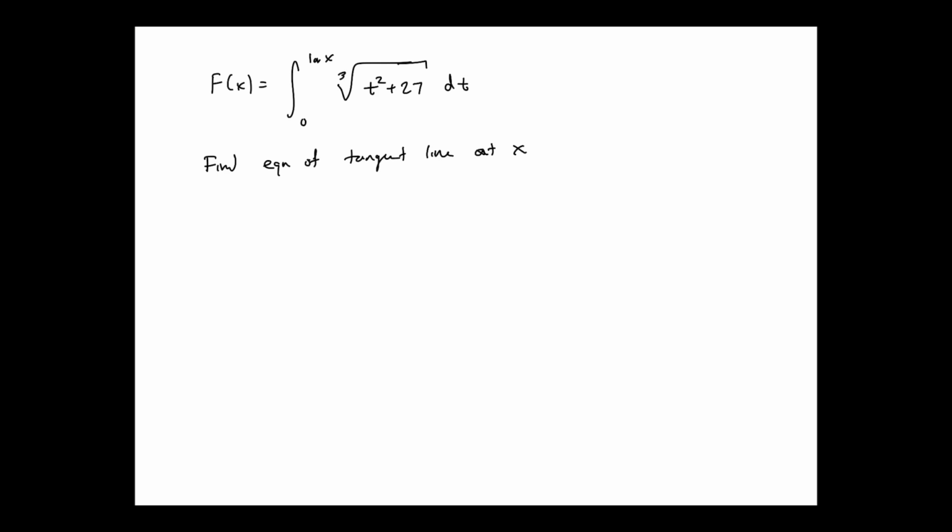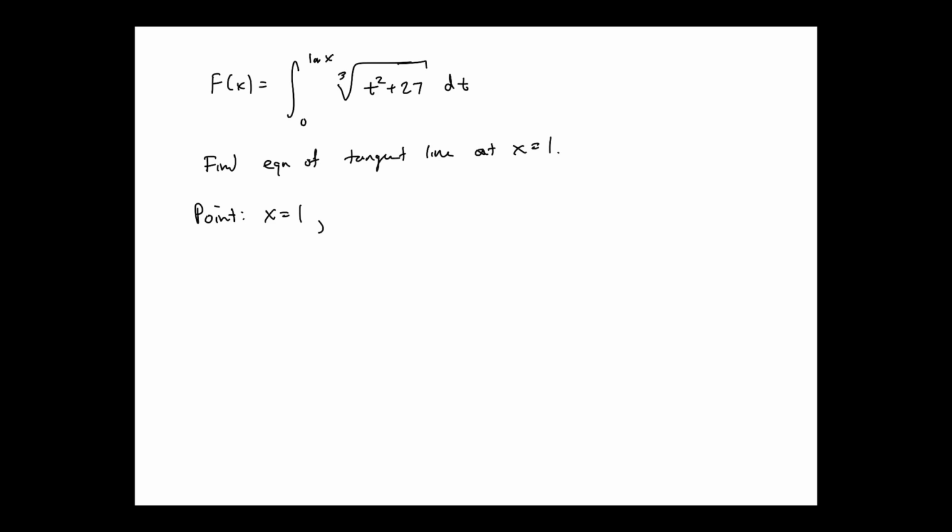Okay, so we needed to... if we want to find a tangent line, what do we need to know? We need to know a point and we need to know a slope. Okay, so let's do the point first. We're given that the x-coordinate's 1, so that's nice. Okay, what about the y-coordinate?